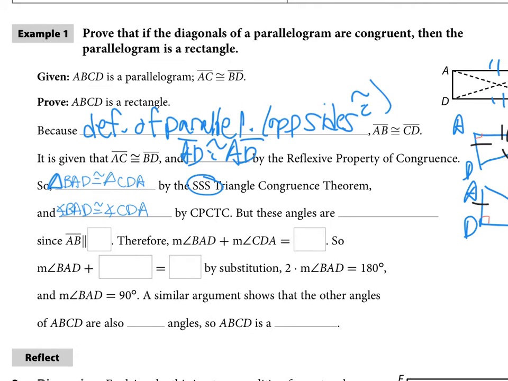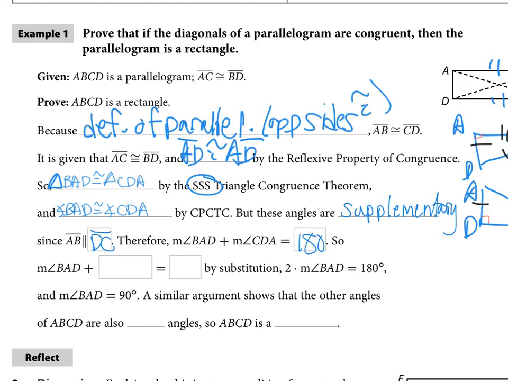And if these angles are supplementary, since they are same side interior angles, then they are parallel. That means that the top and the bottom sides are parallel, so AB is parallel to DC in the box there. And therefore, the measure of them adds up to 180 degrees.